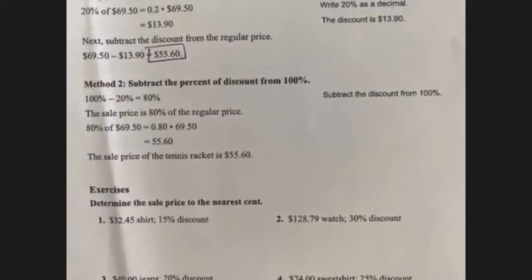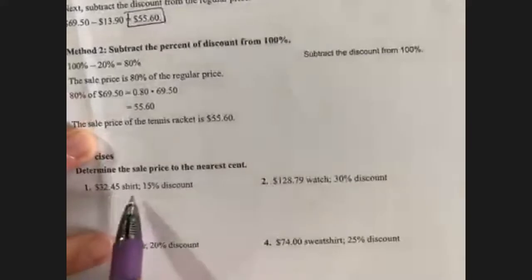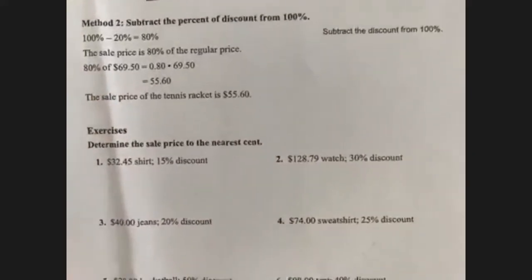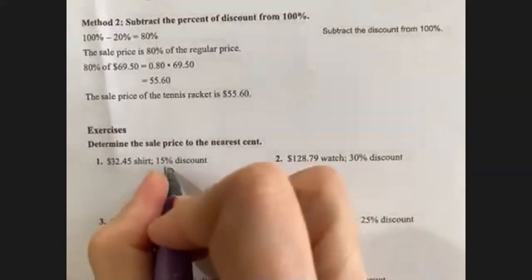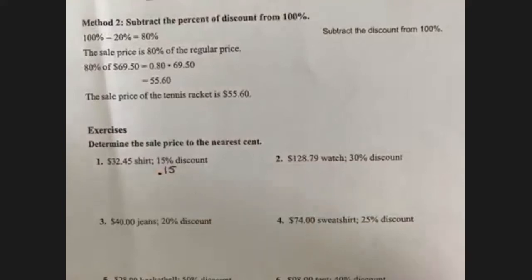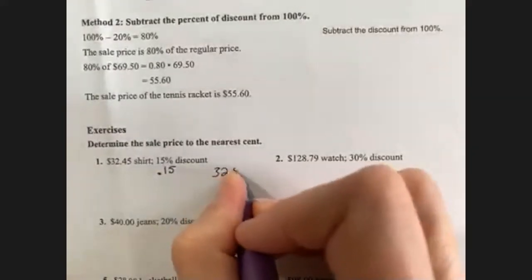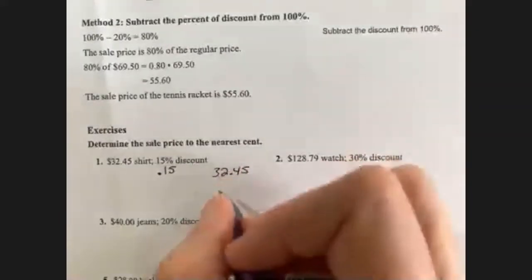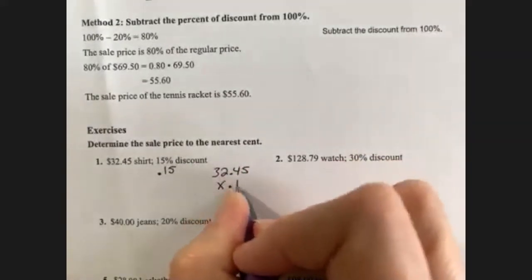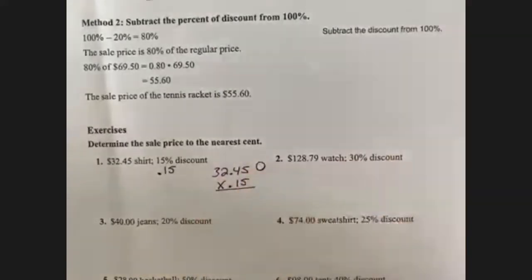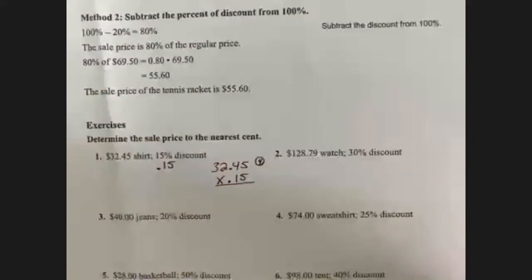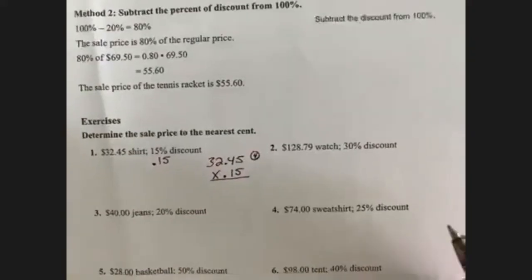So let's take a look at the $32.45 shirt. And we're getting 15% discount off the price of that shirt. So that means we're going to change this to a decimal, 0.15. And we're going to multiply it by our $32.45 because I want 15% of that shirt taken off. And I'm going to multiply by 0.15. So how many decimal places? I have 2 and 2, which makes 4 total to move my decimal. That's my happy memory cloud.